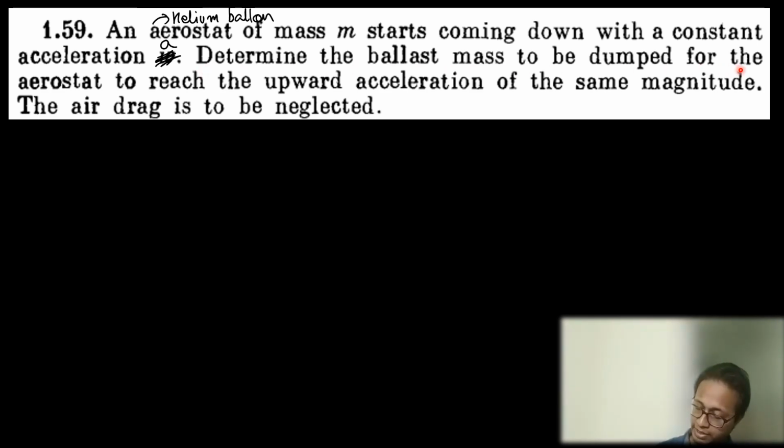Determine the ballast mass that has to be dumped from the helium balloon to reach an upward acceleration of the same magnitude. The air drag is to be neglected. So what is happening here is there is a helium balloon which has mass m. Now that is moving down with constant acceleration of a.